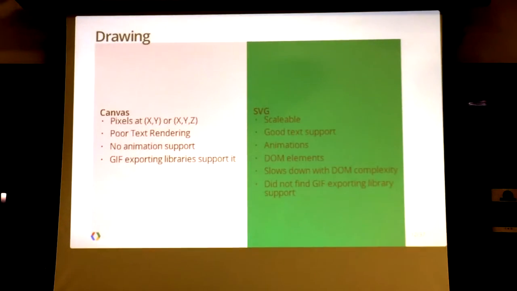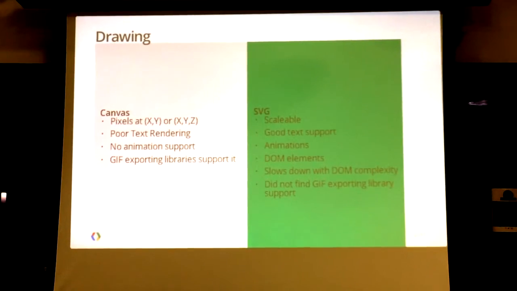So, all right, what are your options in HTML land? You've got Canvas and you've got SVG, right? So Canvas is very much all about setting the color at a location. It has text rendering, but it's not as good as you might like. It feels a little kludgy. It does not have animation support. But there are GIF exporting libraries that support it, so pretty attractive there.